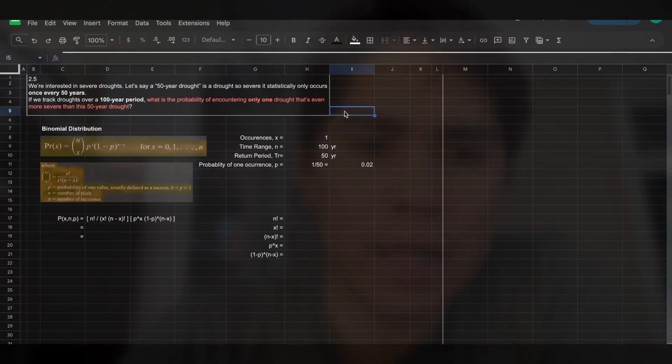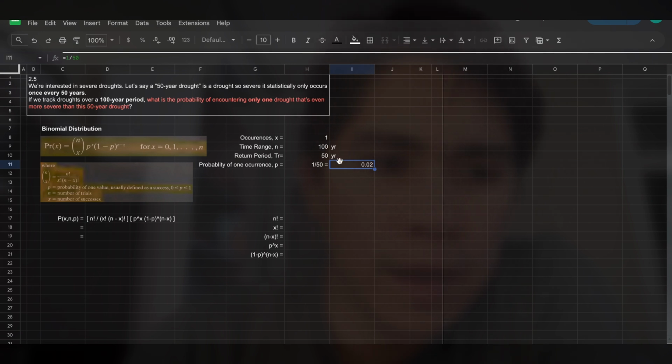So whenever we have a problem like that where we are comparing two values, we can use the binomial distribution. And by using the binomial distribution, we'll get the probability, which would be the answer to this question, since that's what we're being asked. So according to the problem, we're being asked for only one occurrence in a 100-year period. So we're comparing it to a return period of 50 years, which will make our probability of one occurrence 1 over 50 or 0.02.